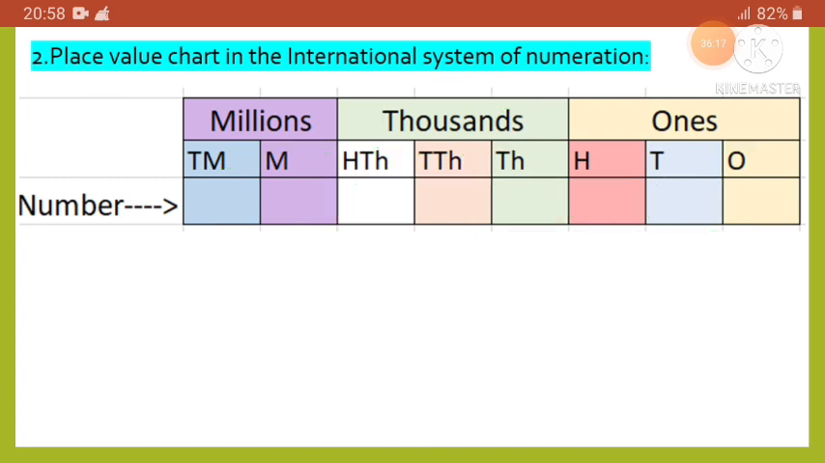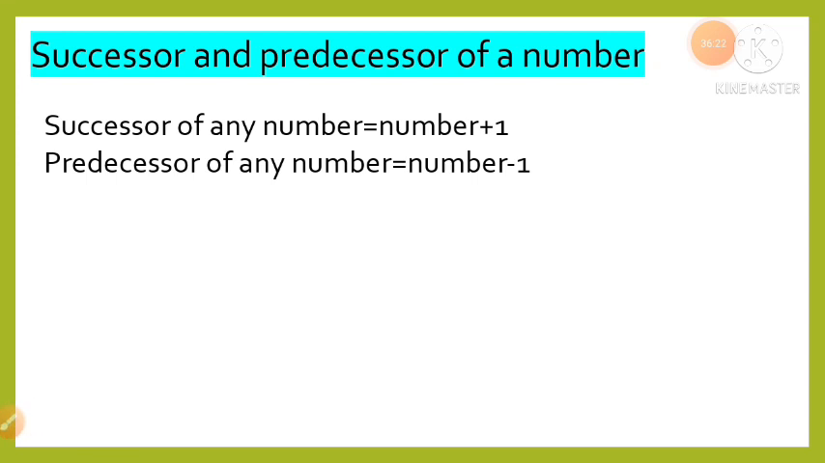Okay, so just recap it. Next we will be dealing with successor and predecessor of a number. At first we have to know what a successor is. One simple example is that you are the son or daughter of your parents. So parents are the predecessor and you are the successor.